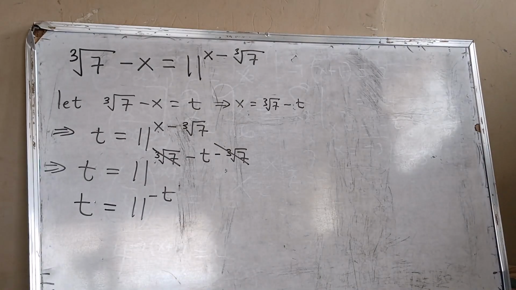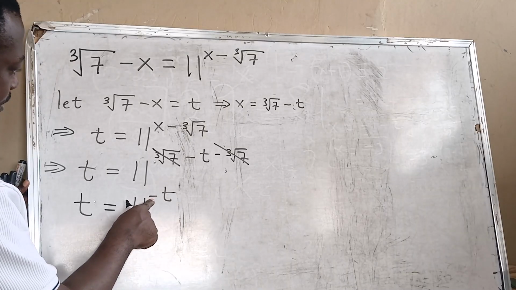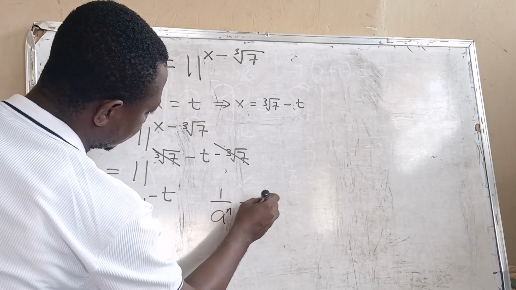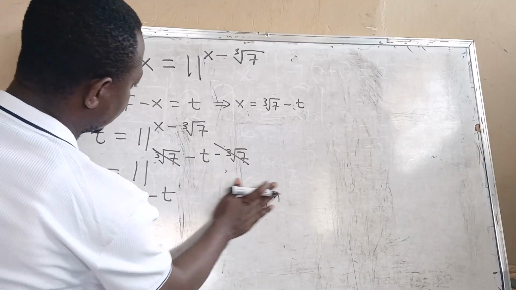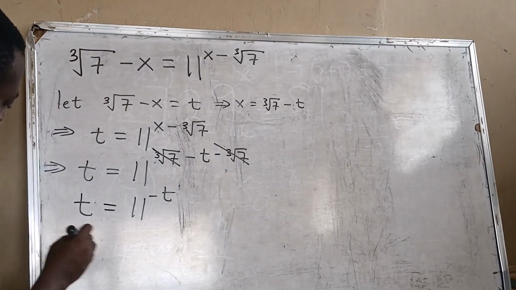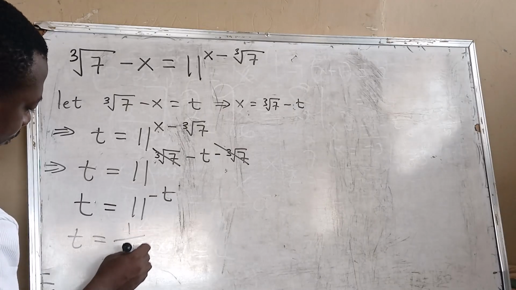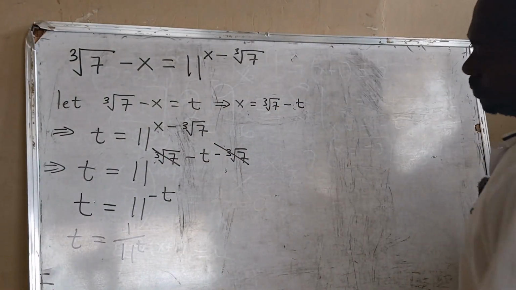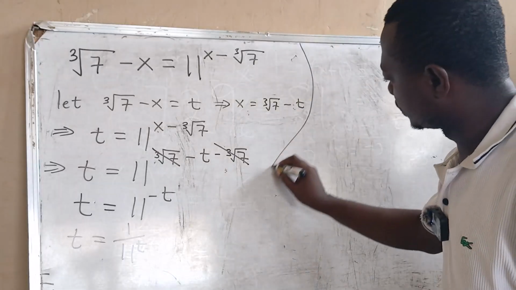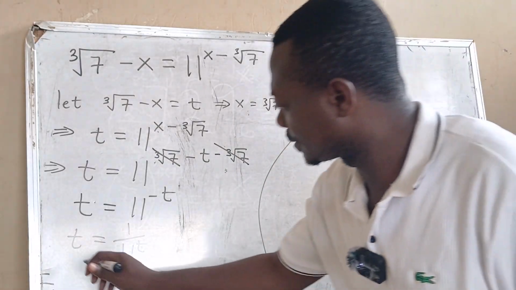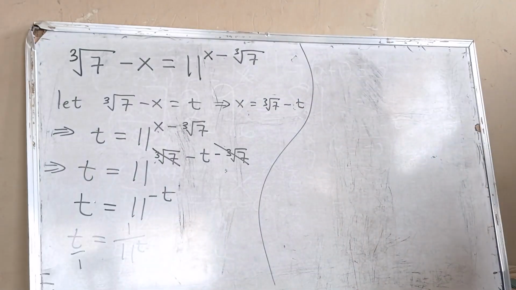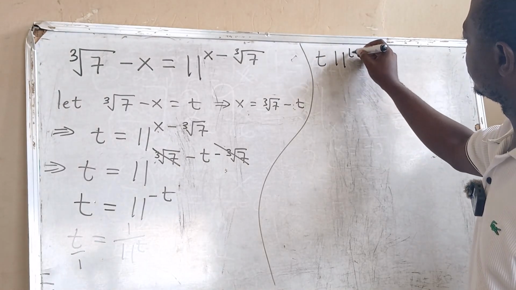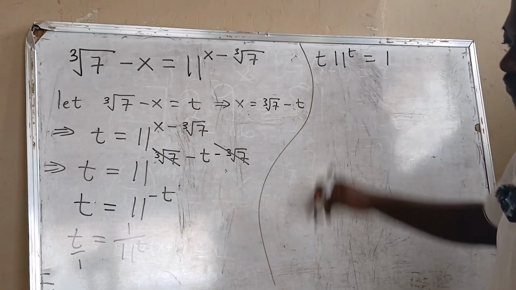As simple as that. Now, I would like to ignore this negative. So I'll go by this: 1 on a to the power n is the same as a to the power minus n. All right. So it means t is the same as 1 on 11 to the power t. Now, from here, we can do cross multiplication. We can make this side over 1, then we do cross multiplication. So that would be t times 11 to the power t equals 1. So we have this information here.